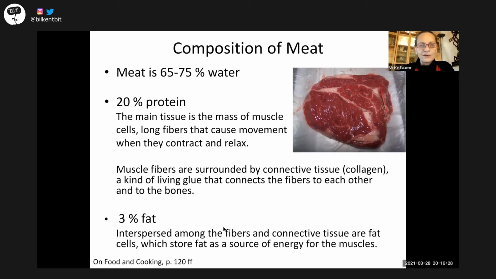And 3% is fat. Now this differs on what kind of piece of meat you have. It can be more or less fatty. And definitely if you want to make a steak, there should be some fat, because if there's no fat at all, it will be very hard to make a good steak.